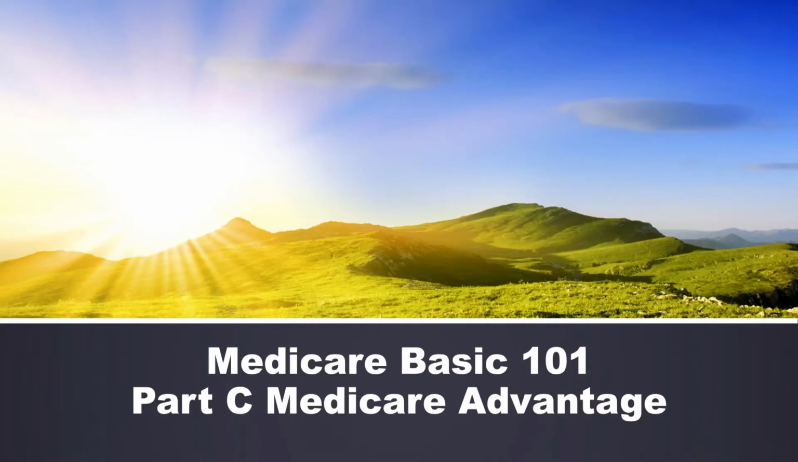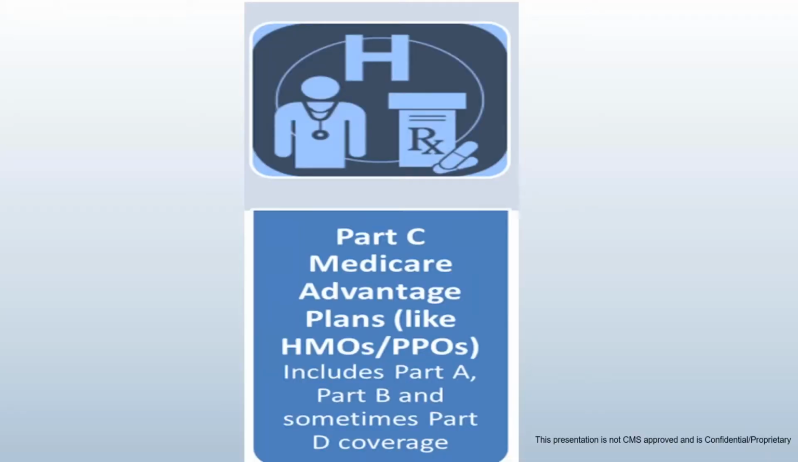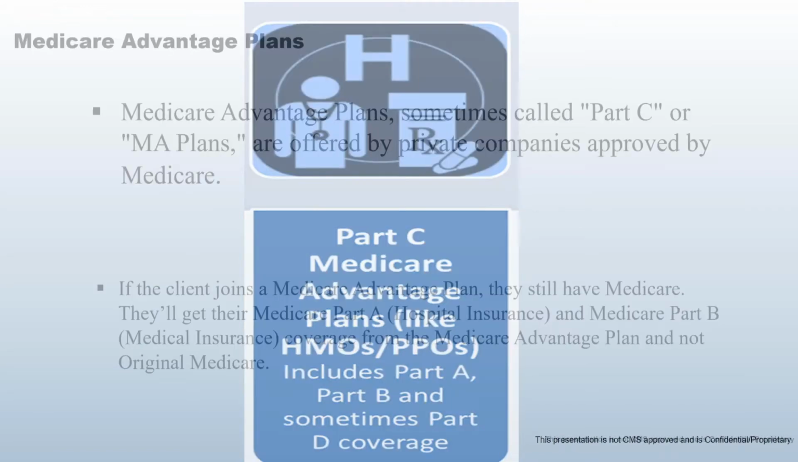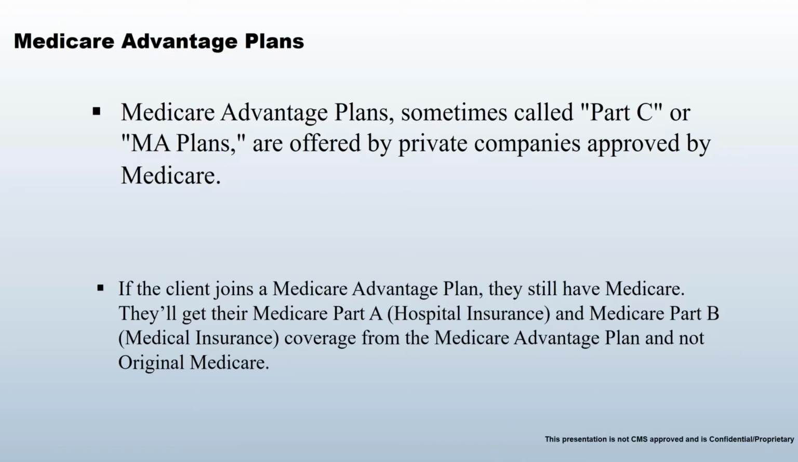All right, so let's take a look at Part C now. The Medicare Part C Advantage plans, like your HMOs, your PPOs, your POSs, point of service, include Medicare Part A, Part B, and sometimes Part D. So Medicare Advantage plans. Well, sometimes they call them Part C. That's one of the things that makes Medicare so much fun, is that there are so many names for the same thing in Medicare. Although some of them do have some very exact meanings.